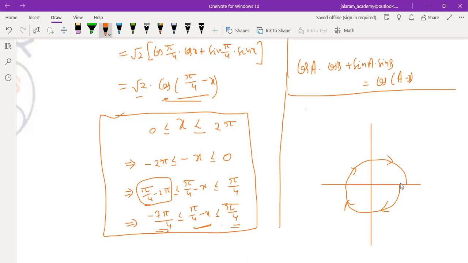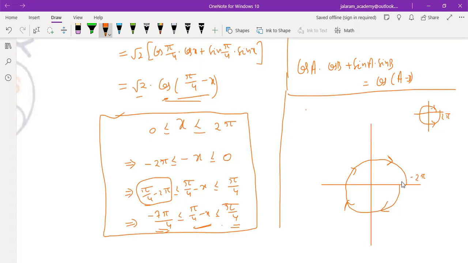Look at this, the direction. It is 2 pi when we move in this direction. Understood? But if it moves in this direction, its value is what? Minus 2 pi. 2 pi and minus 2 pi are the same.